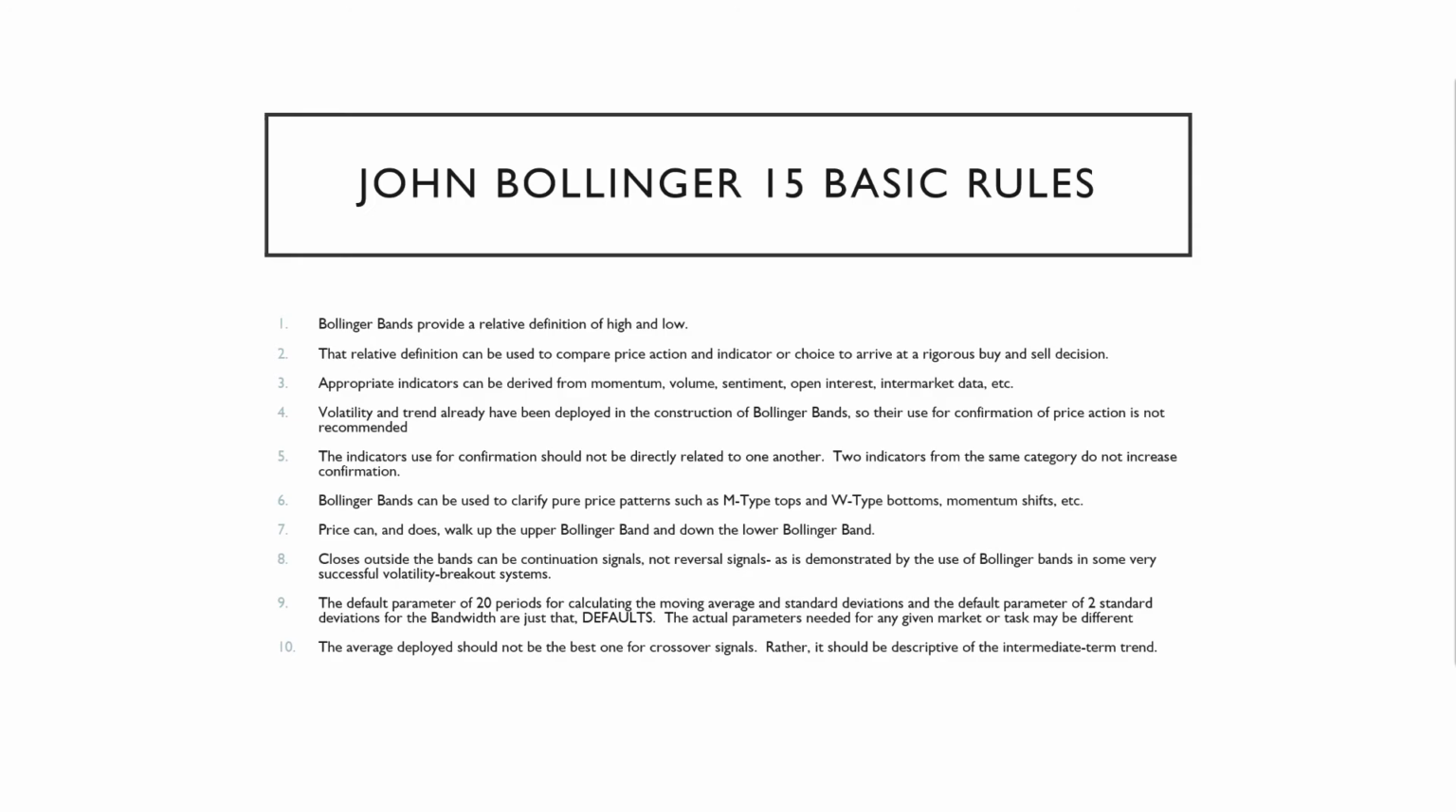Number 3, appropriate indicators can be derived from momentum, volume, sentiment, open interest, intermarket data, etc. Okay. 4, volatility and trend already have been deployed in the construction of Bollinger Bands, so their use for confirmation of price action is not recommended. Okay. 5, the indicators used for confirmation should not be directly related to one another. Two indicators from the same category do not increase confirmation.